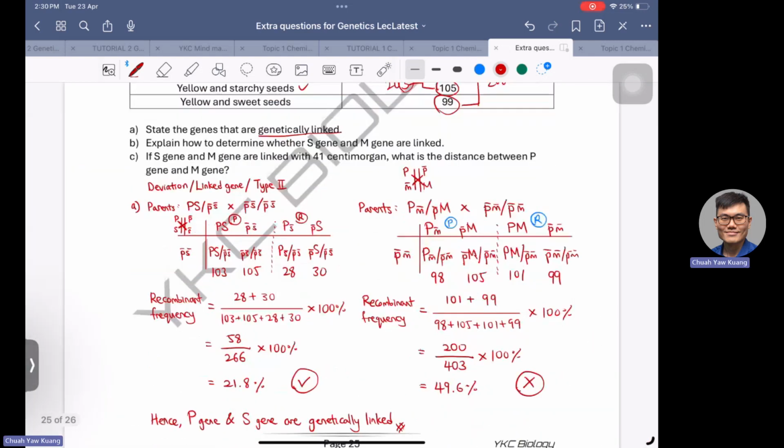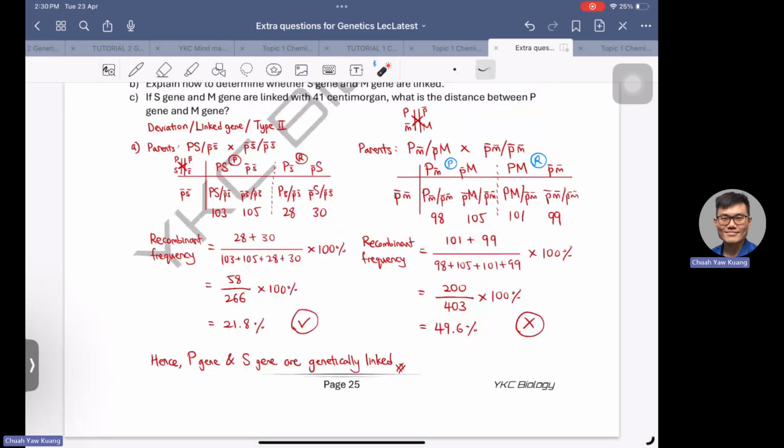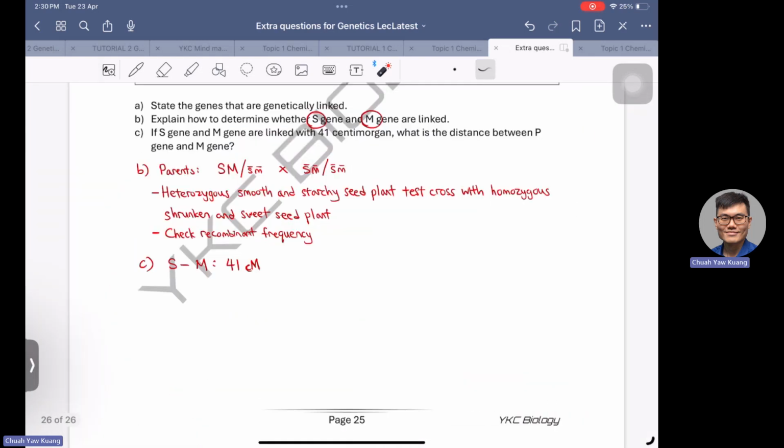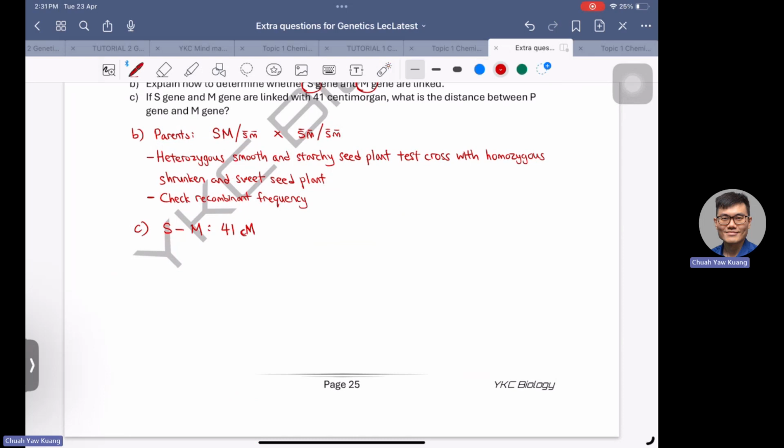From the question just now, we have calculated the distance between the P gene and S gene. Their recombinant frequency is 21.8%. So that means that on the chromosome, the distance between the P gene and the S gene is 21.8. So we can use this here also. The distance between the P gene and the S gene on the same chromosome is 21.8 centimorgan.